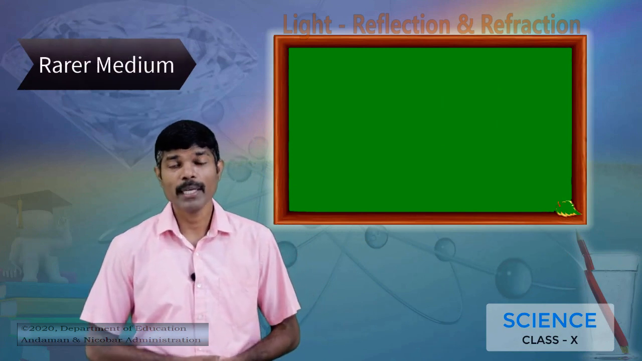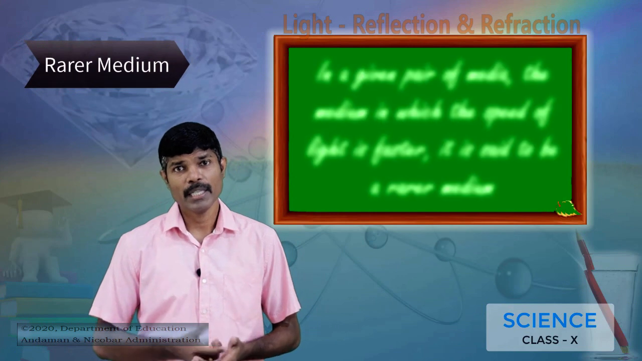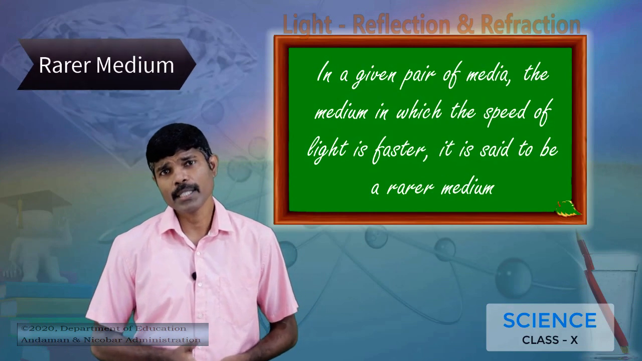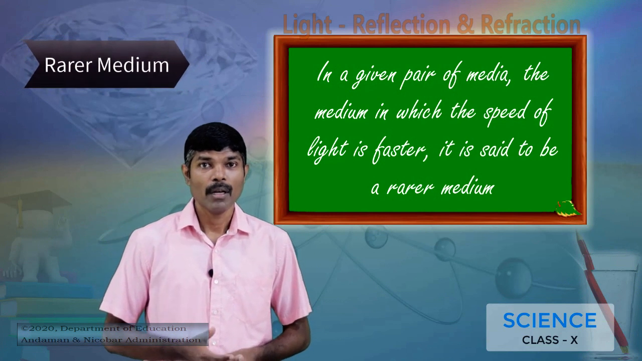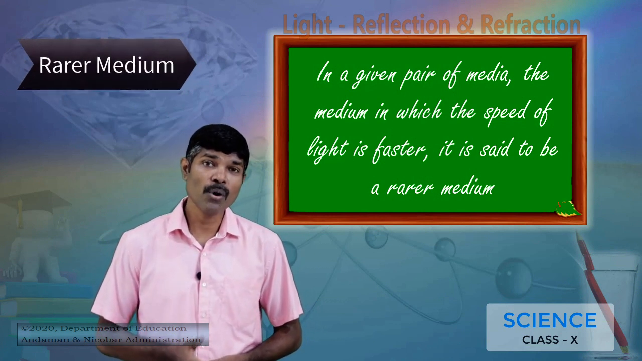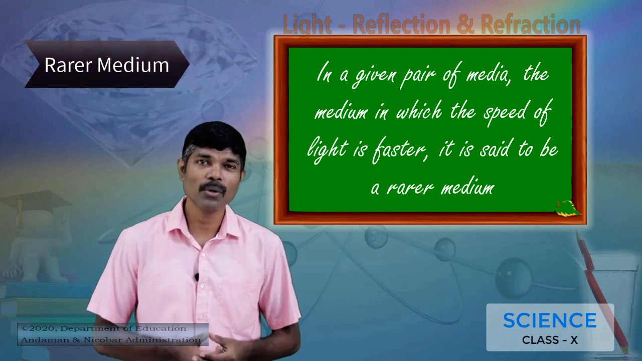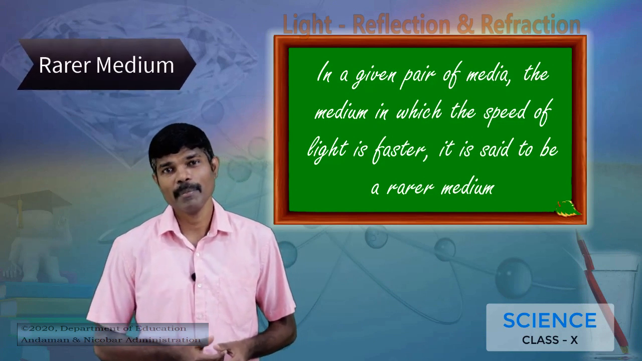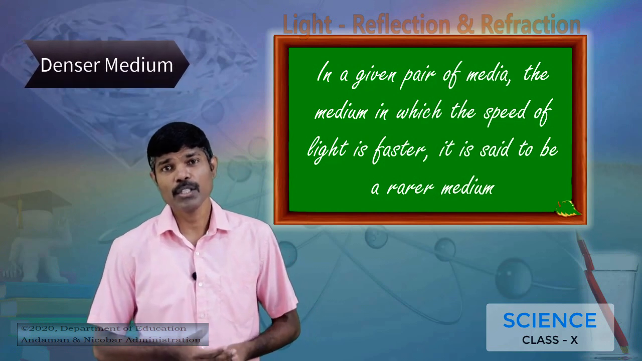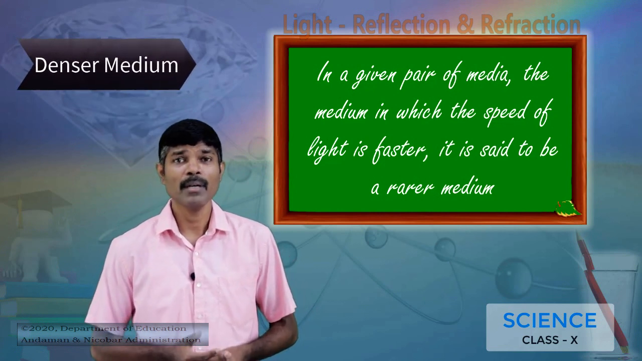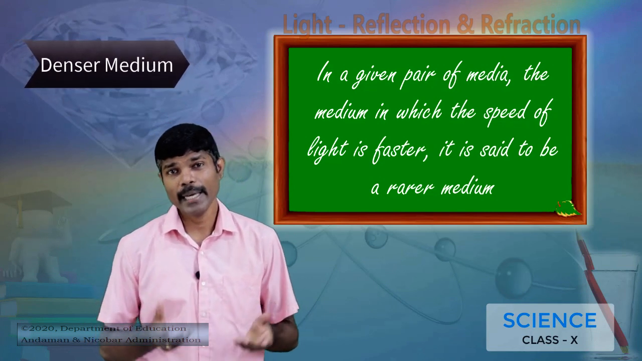Now we learn what is a rarer medium and what is a denser medium. Dear children, the speed of light differs in different medium. The medium in which the speed of light is more is known as rarer medium. And if the speed of light is slow in a particular medium, then that medium is known as denser medium. Take an example.